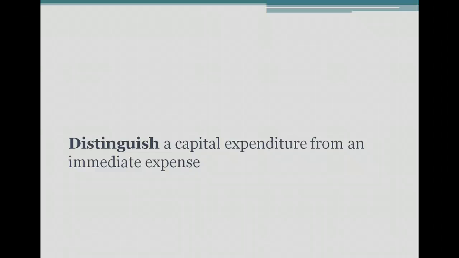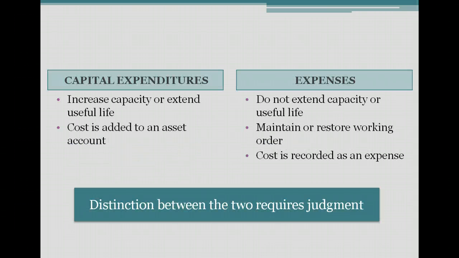In this section, we're going to learn how to distinguish a capital expenditure from an immediate expense. Whenever we spend money on an asset, we need to figure out how to treat it in our books of accounting. Would the amount we spent be added to the cost of that asset? If so, we would call it a capital expenditure. If the amount we spent would not be added to the cost of that asset, we would expense it immediately.